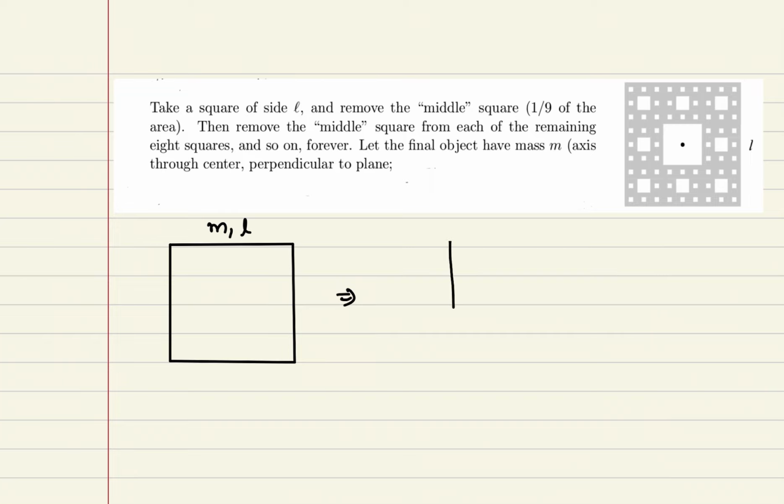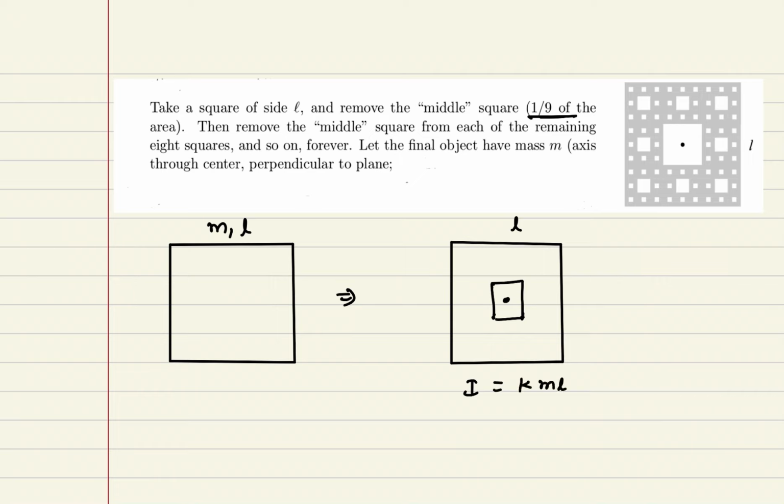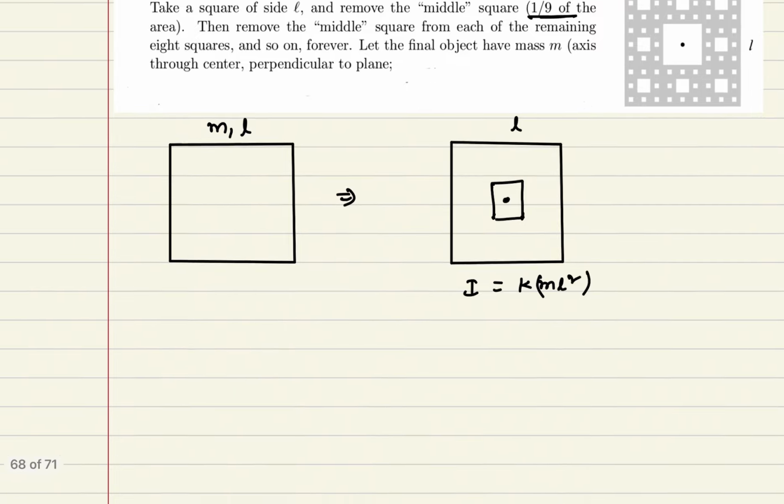If I remove some part of the mass, how much mass am I removing here? Let us consider 1/9 of the area is removed. In that case, for the same length L and mass m, some part is removed. Now I am considering the moment of inertia about this as k into m into L square, for the fractal object with the part removed.